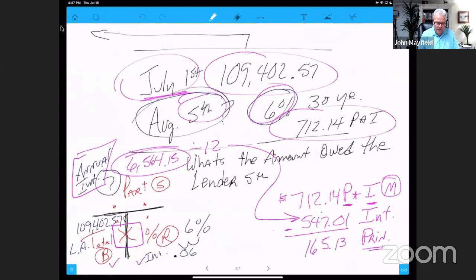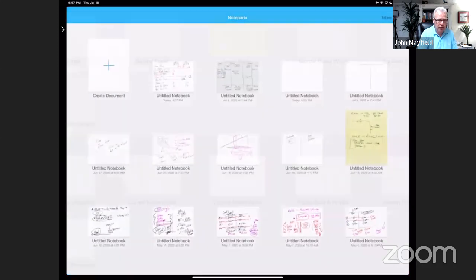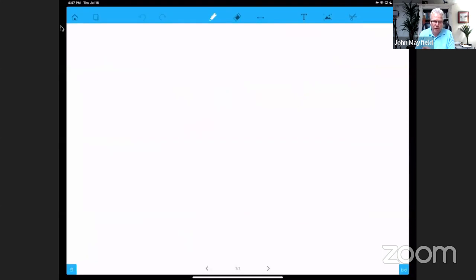So back over here to the rent, that would be a debit to the seller and a credit to the buyer. Now, the other thing that I need to mention here is that anytime you have prepaid items, it's going to be treated back because it's prepaid. So I'm going to go over here to a new worksheet so we don't have to spend so much time going over.